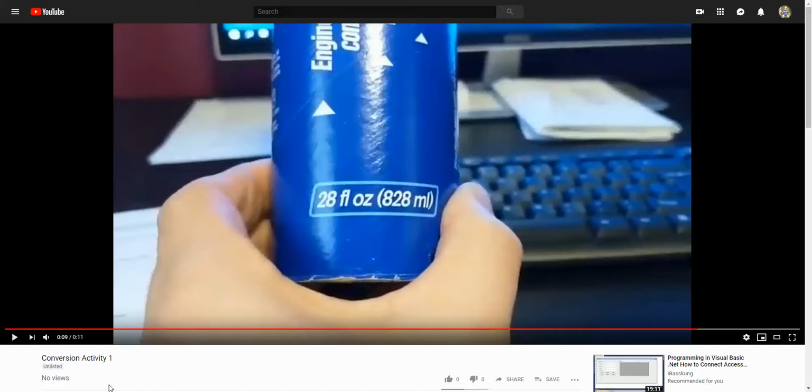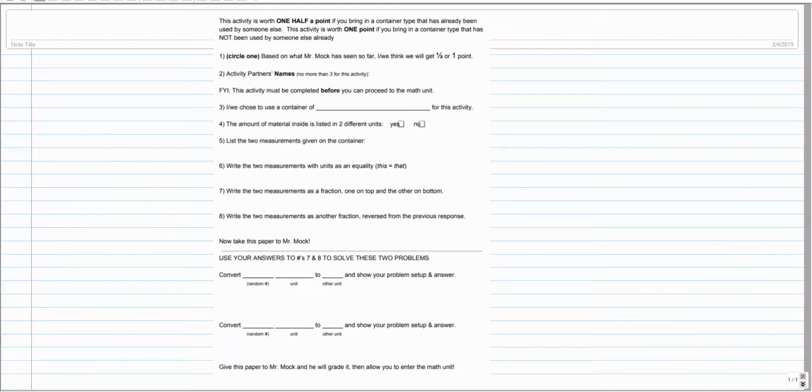But we come back to our sheet here, and we just fill it in. And so let's read through this. It says this activity is worth 1/2 a point if you bring in a container type that has already been used by someone else. This activity is worth 1 point if you bring in a container type that has not been used by someone else already. So circle one. Based on what you've seen so far, I think we're going to get 1 point for this because who else is going to bring in construction adhesive?